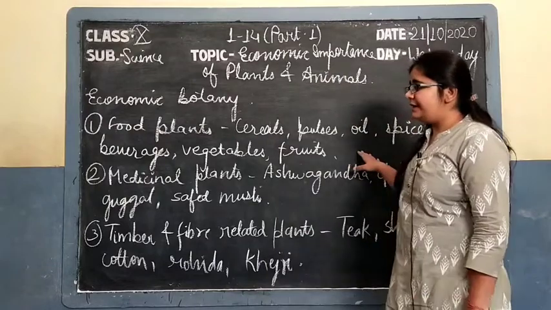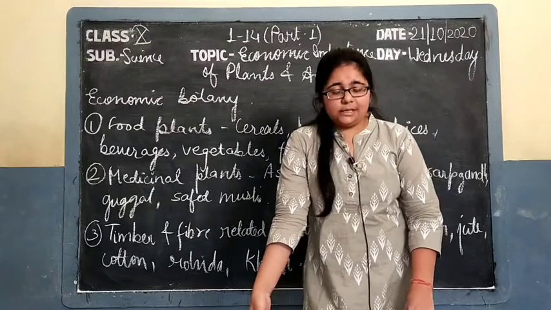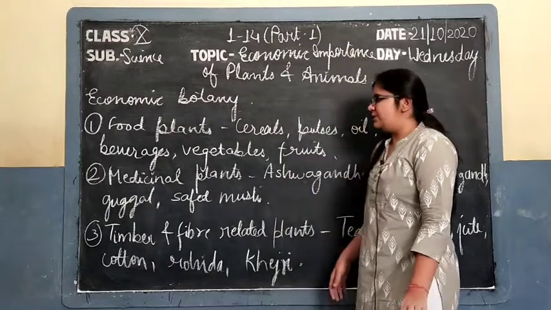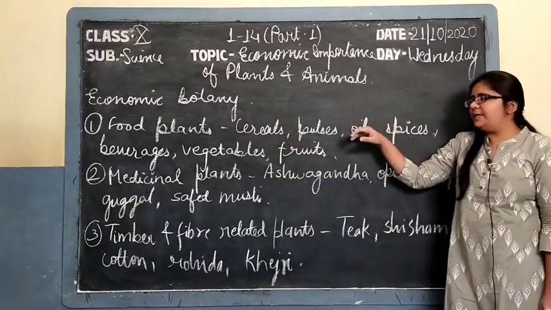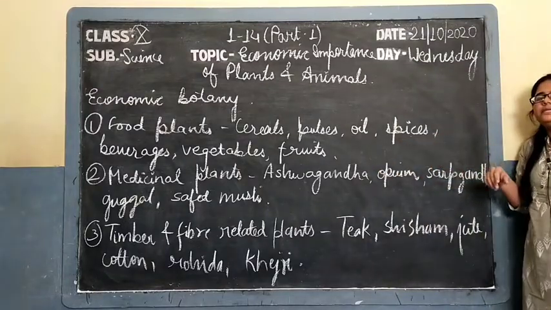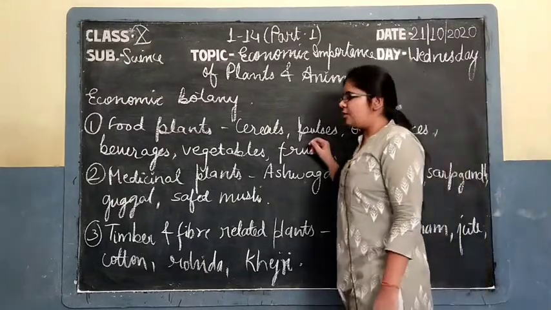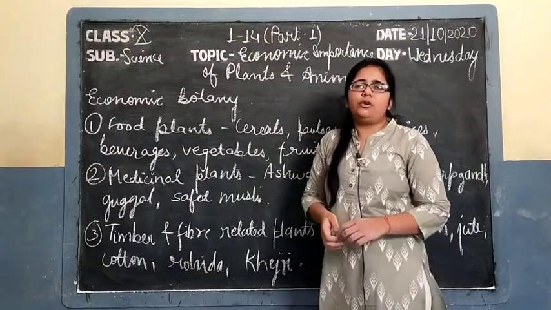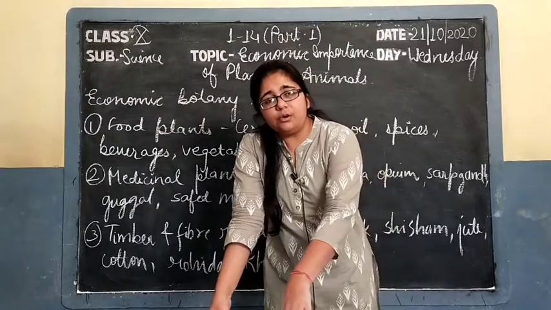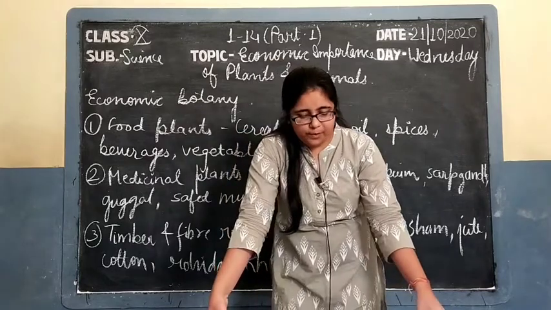Several categories are divided. So, first of all, food plants. The plants from which food is obtained, that is cereals, pulses, oil, spices, beverages and vegetables and fruits. Cereals from which starch is obtained, pulses from which protein is obtained, oil from which fatty acids, hydrocarbons and esters are obtained, spices and beverages, that is tea and coffee, vegetables and fruits. These are obtained from the plants, and these foods provide us energy. So, you can imagine how important food and the plants from which food is obtained are for us.